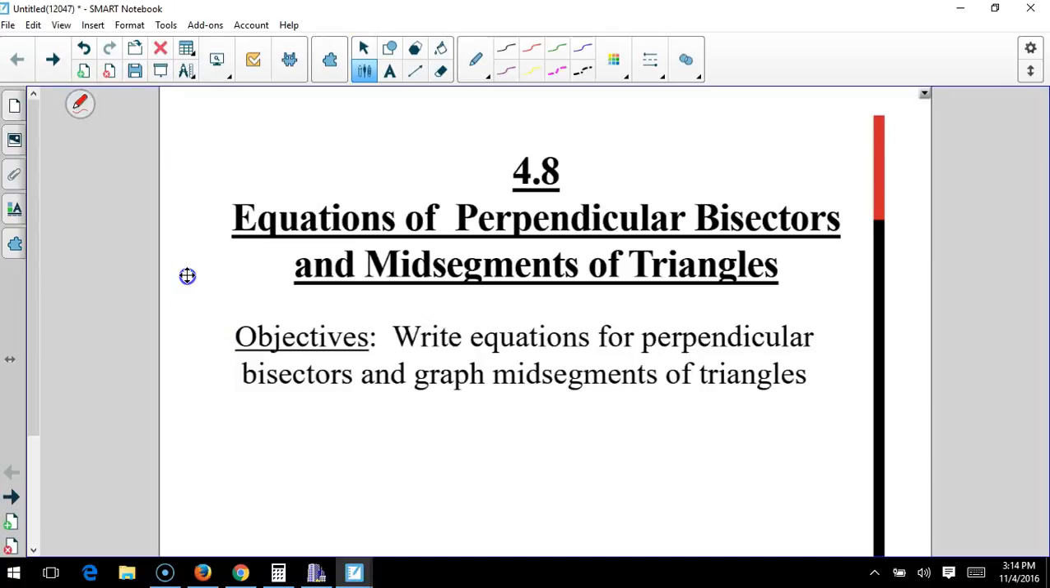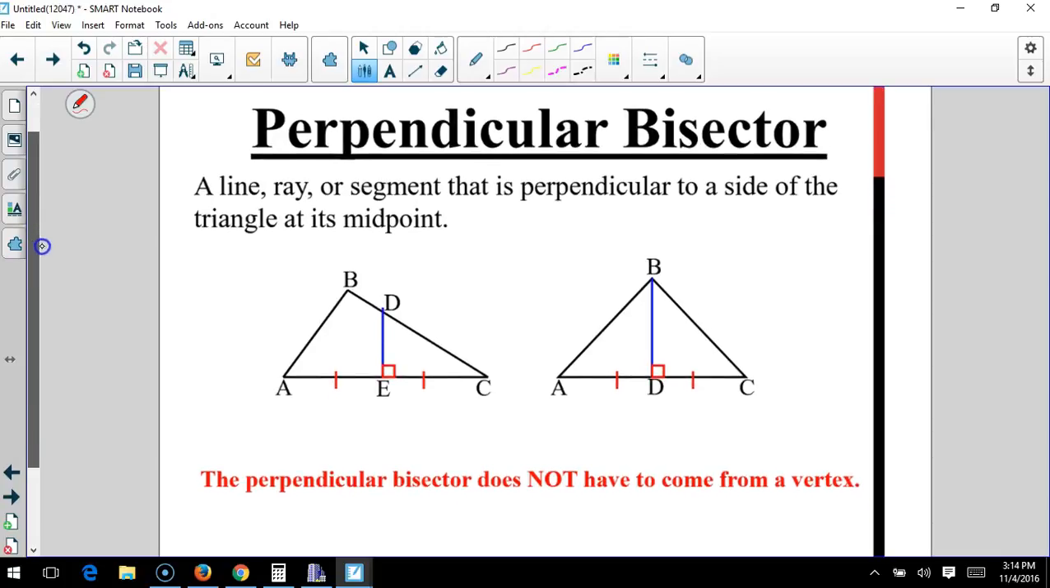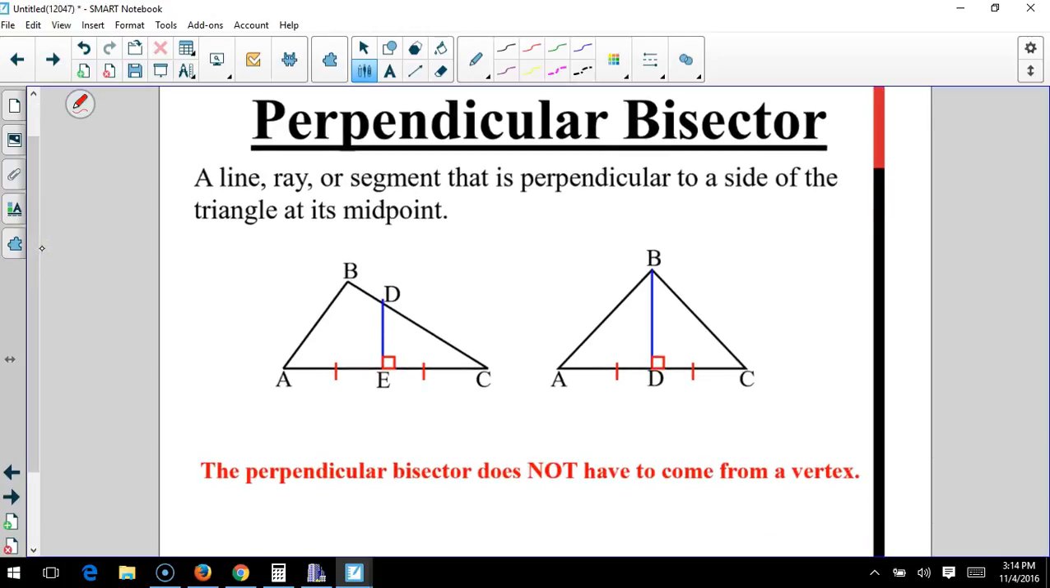Okay, 4.8. Equations of perpendicular bisectors and midsegments of triangles. So we talked about this before. Perpendicular bisector is a line, ray, or segment that is perpendicular to a side of the triangle at its midpoint. And remember, it does not have to come from a vertex.